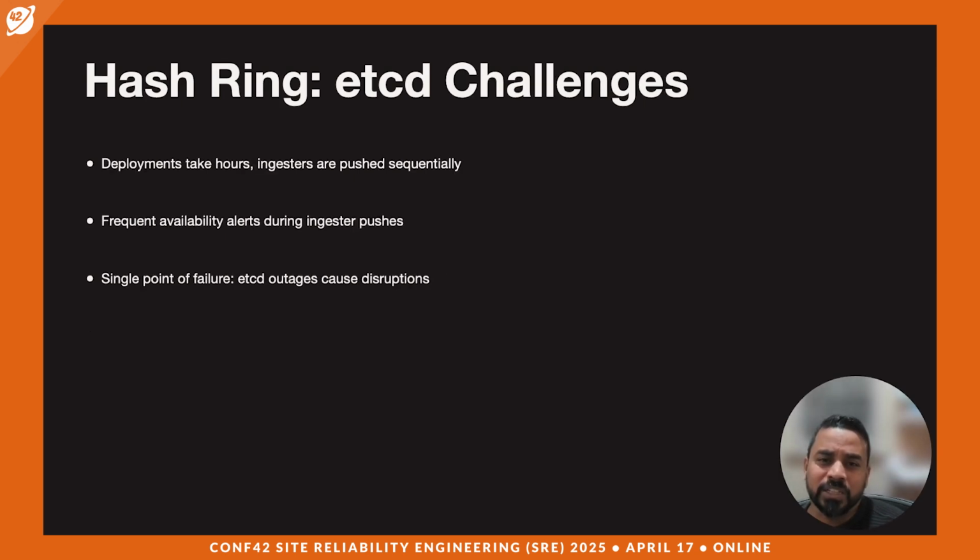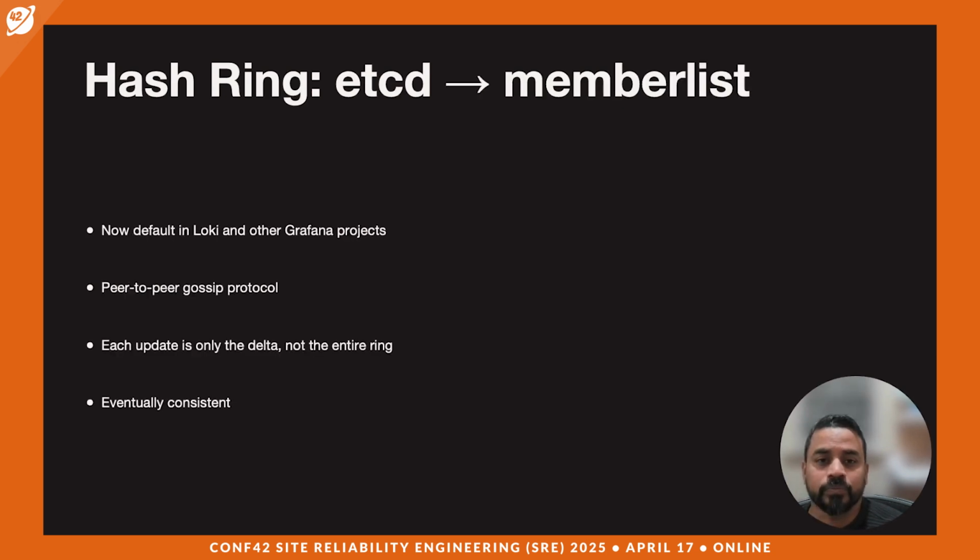Some ways the write contention would manifest is deployments would take hours because ingesters were pushed one at a time. And these pushes would often fail because an availability alert would fire. Also, because etcd is a single point of failure, we had some outages when etcd went down.